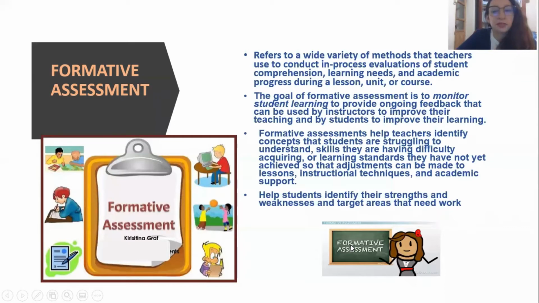What is formative assessment? It refers to a wide variety of methods that teachers can use to conduct in-process evaluation of students' comprehension, learning needs, and academic progress during a lesson, unit, or course. The goal of formative assessment is to monitor students' learning to provide ongoing feedback. This can be used by teachers to improve their teaching and by students to improve their learning.